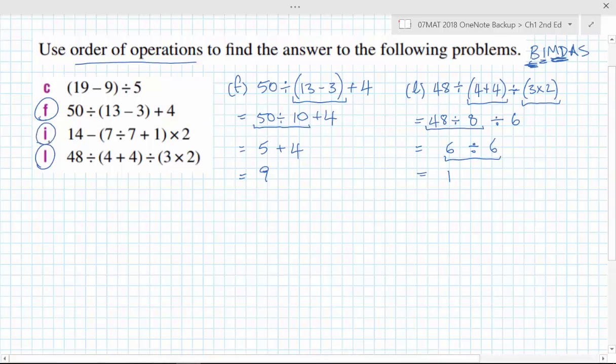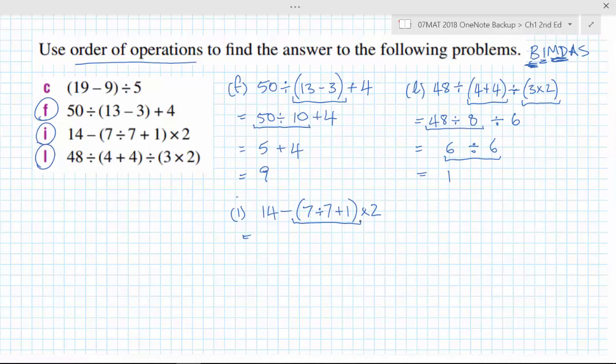I'm just going to show you I as well. Just as an extra example here. 14 take (7 divided by 7 plus 1) times 2. So I have here inside of brackets. But what's the problem inside of those brackets? There's a division and addition and stuff. So what do I do first inside those brackets? An idea? Division, right? So this is like a little mini BIMDAS or BOMDAS inside a bigger BIMDAS or BOMDAS. Yeah? So I do the division first. So I have 14 take (7 divided by 7 is 1, plus 1) times 2.